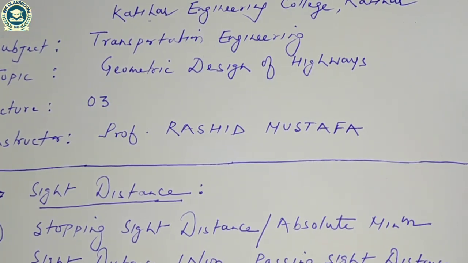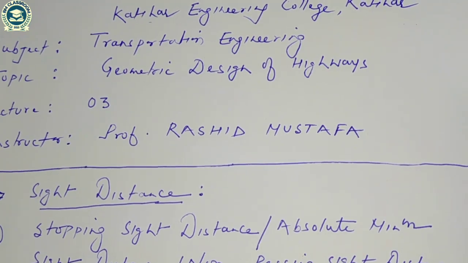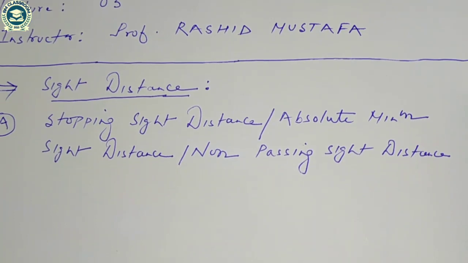Sight distance is the length of road visible ahead to the driver from a specified height above the carriageway to safely stop the vehicle before collision. Sight distance is also known as absolute minimum sight distance or non-passing sight distance.